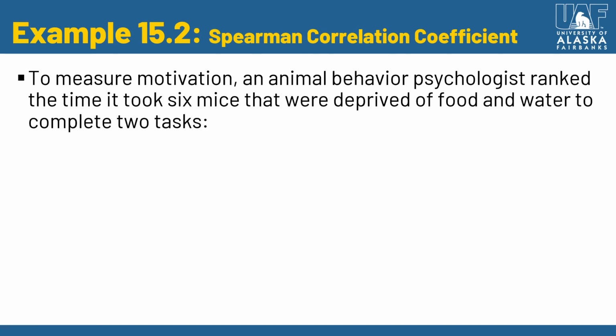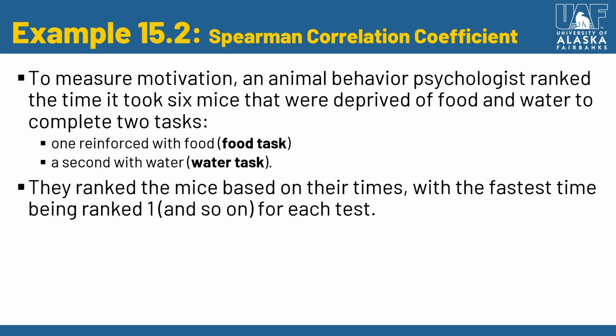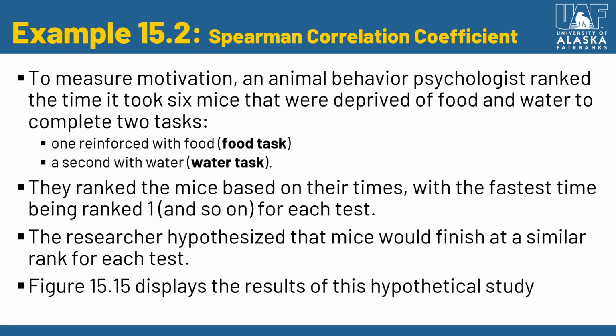So let's do an example. Let's say that an animal behavior psychologist is measuring motivation in mice, and he had the mice complete 2 tasks, and these mice were deprived of food and water. Those poor mice. So one was reinforced with food, one was reinforced with water, trying to see which of these is more motivating when the mice are deprived. Then they rank the mice based on their times. Fastest time is ranked 1, second fastest is 2, so on and so forth. And they assume that food and water will be equal motivators.